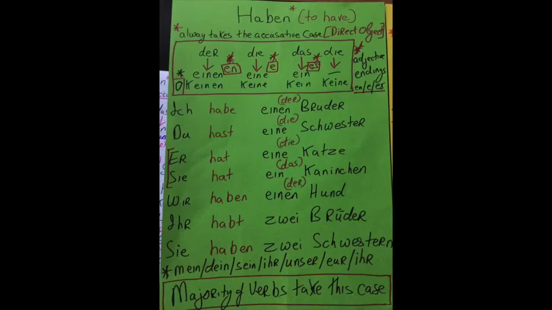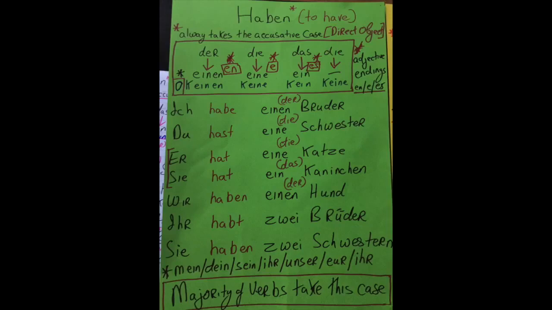Okay, so in this example we have the verb haben, which is the second of the two most important verbs in German. The first one being sein, which is to be. So we're focusing on haben. Haben is an example of a verb which always takes the accusative case. The accusative case is a direct object of a sentence.